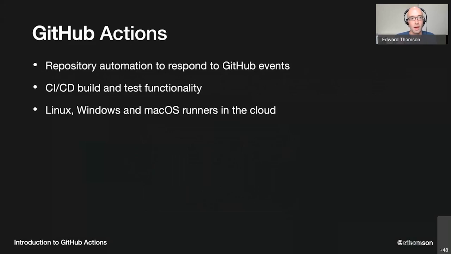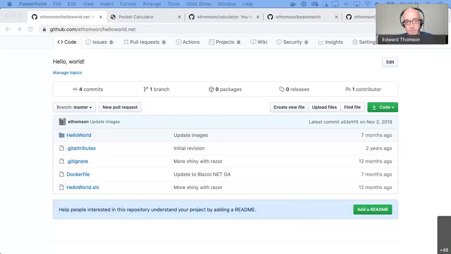So the GitHub Actions that you see today is repository automation that will respond to GitHub events. It provides CI/CD build and test functionality with Linux, Windows, and Mac runners in the cloud. So let's take a look.